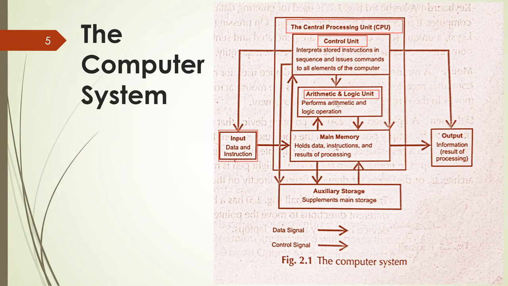Then from there, it will send to the main memory, which holds data, instructions, and results of processing. After processing by the arithmetic and logical unit, it will send to main memory where data and everything is stored. From there, it returns to the logical unit. Again, the logical unit collects from main memory, and after that, it sends to the control unit again. And from the control unit, it will send to the output, as you can see here. The result of processing will display on the screen, okay?